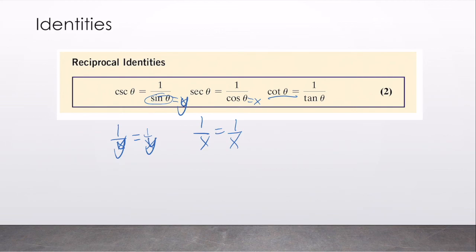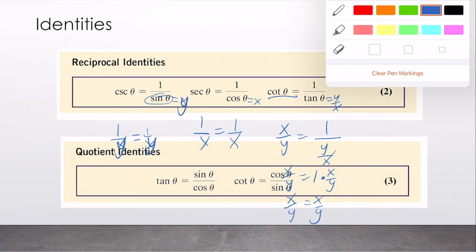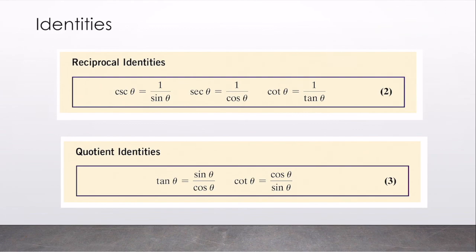For cotangent, it's a little bit different. I've got 1 over tangent. Well, cotangent is x over y. Tangent is y over x. But if I have 1 over y over x, I have to keep the first fraction the same and flip the second fraction. So I do get cotangent. I get x over y. So these 3 identities should kind of feel comfortable. We also have the quotient identities. These are only for tangent and cotangent. Remember that sine is y, cosine is x. So we have tangent and cotangent defined here.